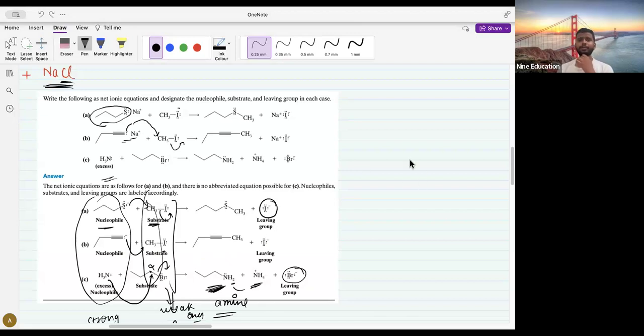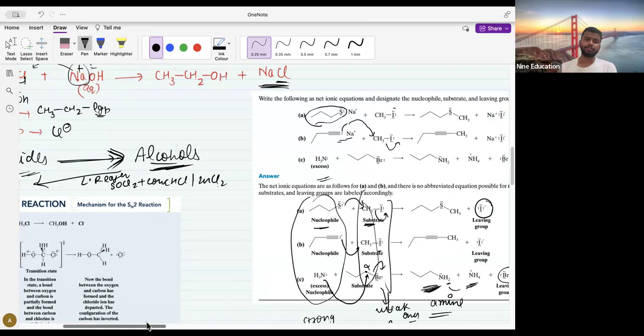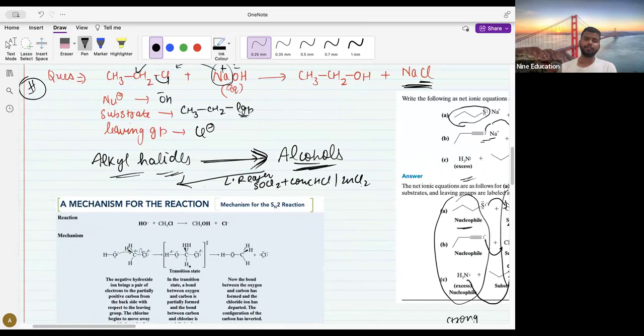These all reactions are known as what? Nucleophilic substitution reactions. और इसको मैं प्यार से बोलते SN reaction. SN, substitution nucleophilic. Nucleophilic substitution reactions are known as SN reactions. चलें? Should we start?